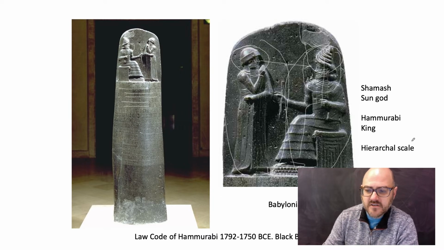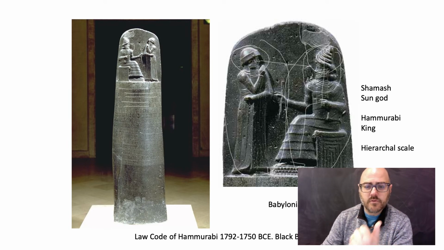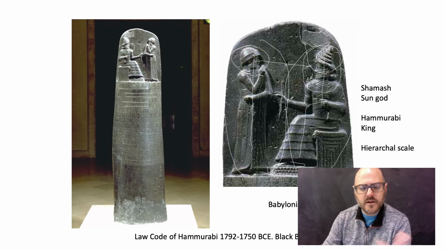We can see hierarchical scale, right? Hierarchical scale is a definition. It means the larger something is, the more important it is. Hammurabi is important, but Shamash, look, he's seated. So if he stood up, he would be twice as tall as Hammurabi. So it's saying Hammurabi is important, but Shamash is more important as well.